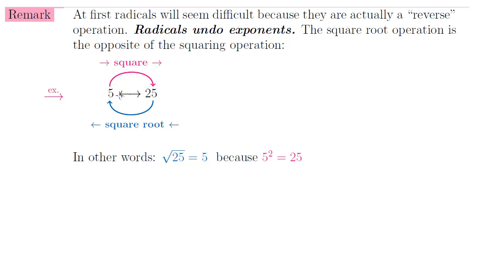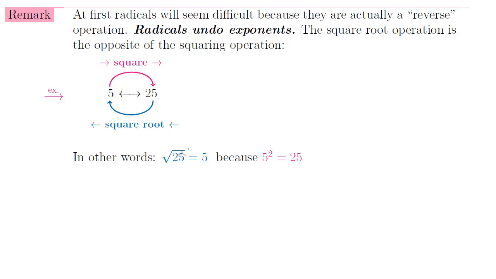So for example, the square root operation will undo the squaring operation. If you take 5 and you square it, you get 25. But if you start here and you take 25 and you square root it, you get 5. So if you square and then square root, it gets you back where you started.